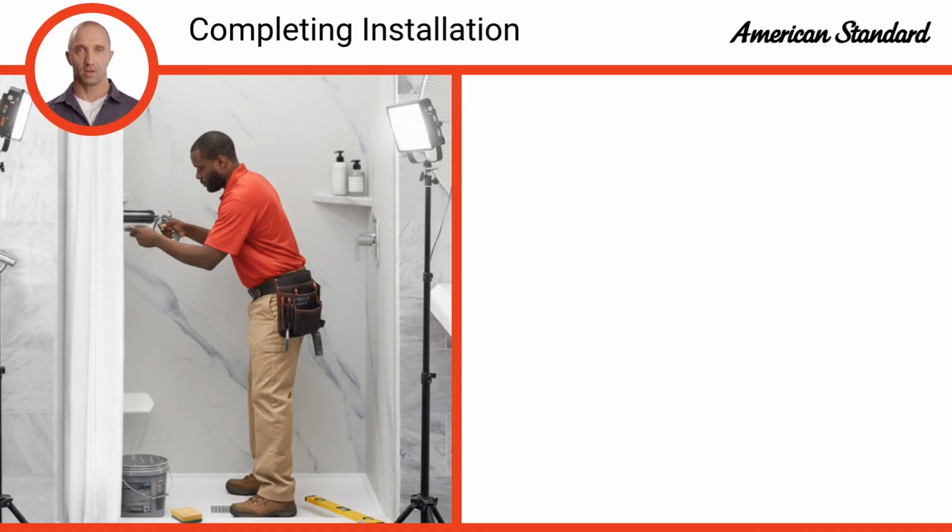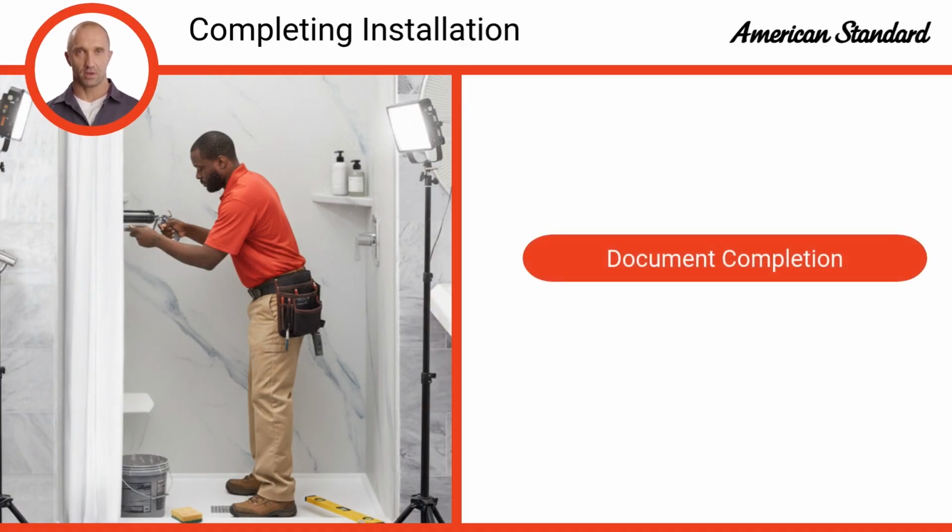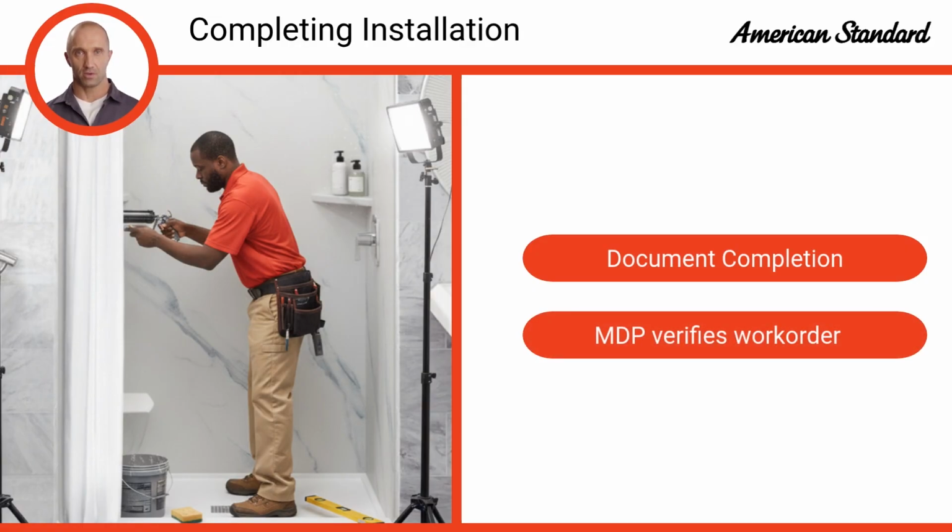Once the installation is completed, the general contractor should take pictures of the completed job, complete all necessary forms, and provide the information to the MDP team. The MDP team will review the updated work order, and if needed, they will contact the general contractor to request any information that may be missing.